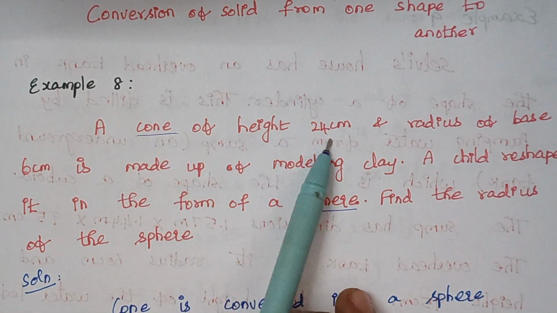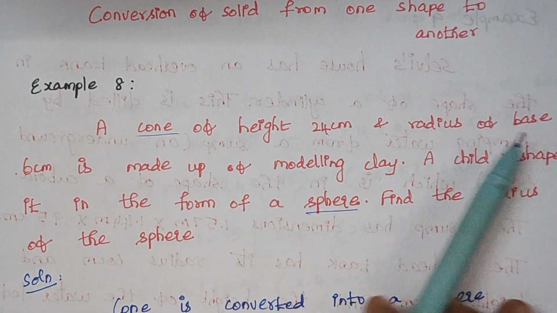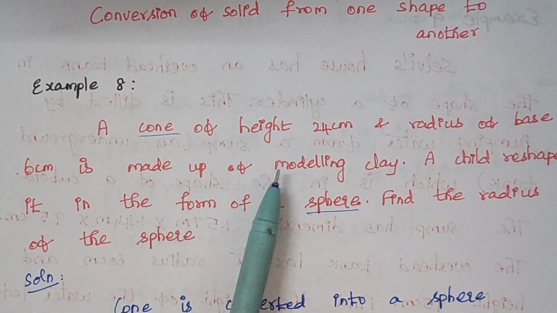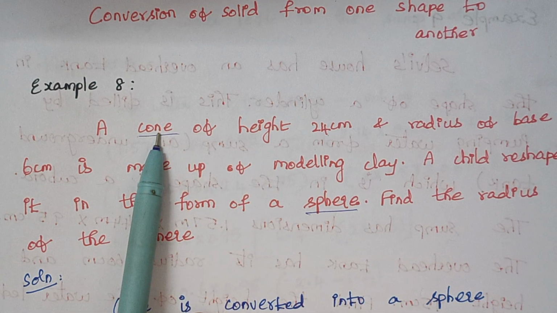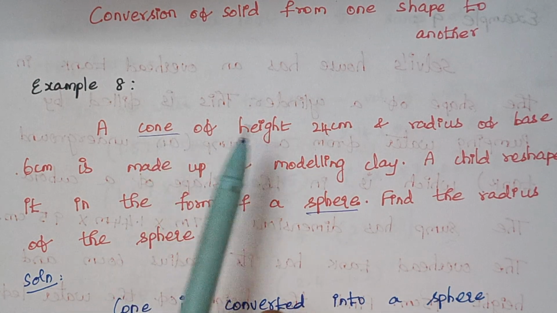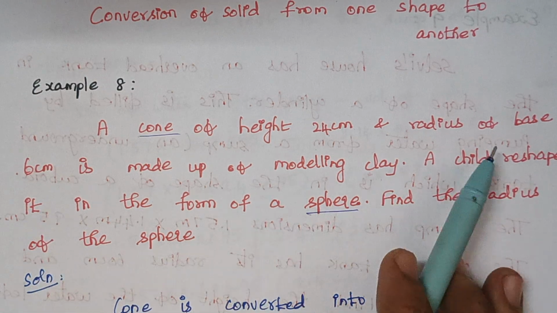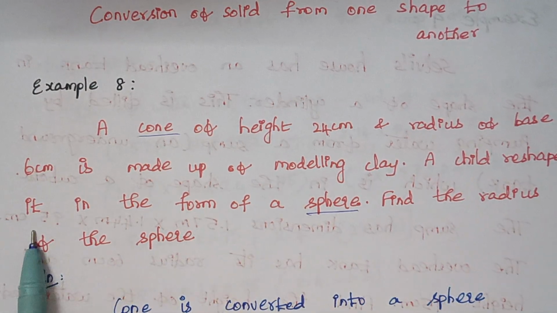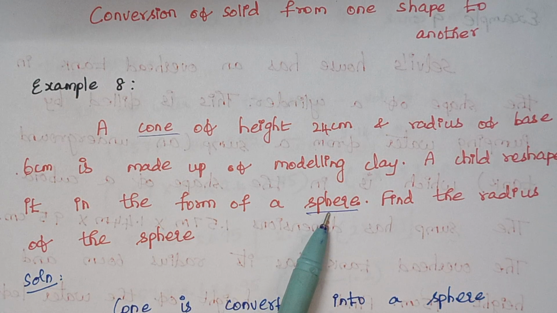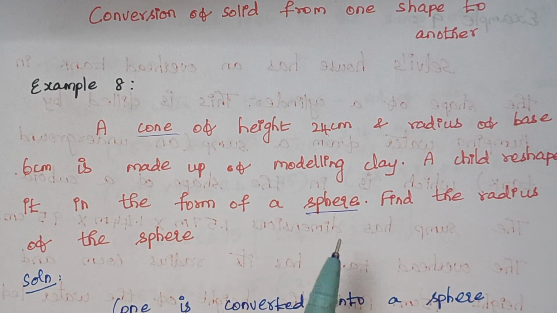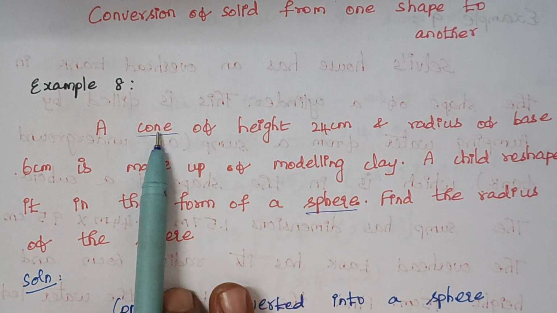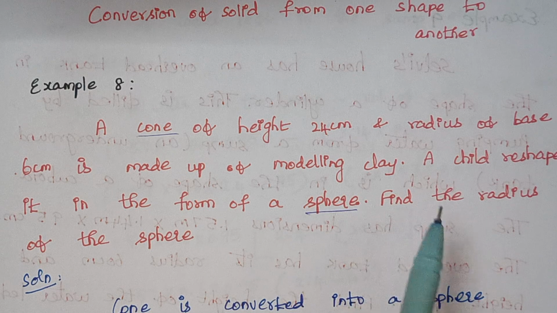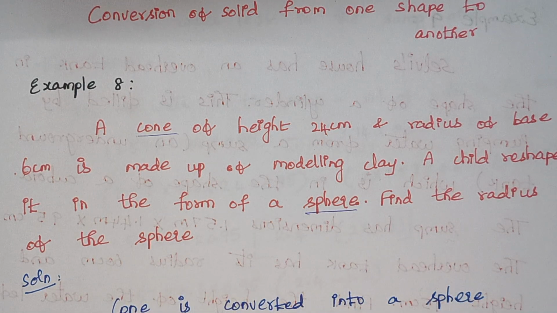A cone of height 24 centimeter and radius of base 6 centimeter is made up of modeling clay. So here we have a cone whose dimensions, height and radius, are given. Next, a child reshapes it in the form of a sphere. Now, a child is going to modify this cone into a sphere. So this cone is converted into a sphere. Find the radius of the sphere. We have to find the radius.